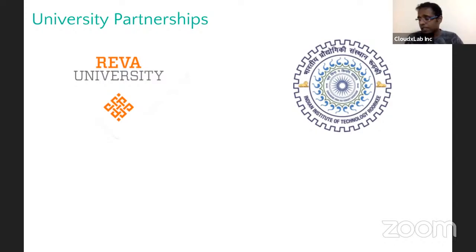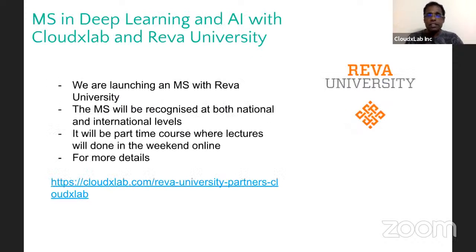We have also signed up a relationship with Reva University. With Reva University, what we'll be doing shortly is launching an MS course in AI and machine learning. It's an MS in deep learning with AI with Cloudix Lab and Reva University. So this is a recognized master's degree.